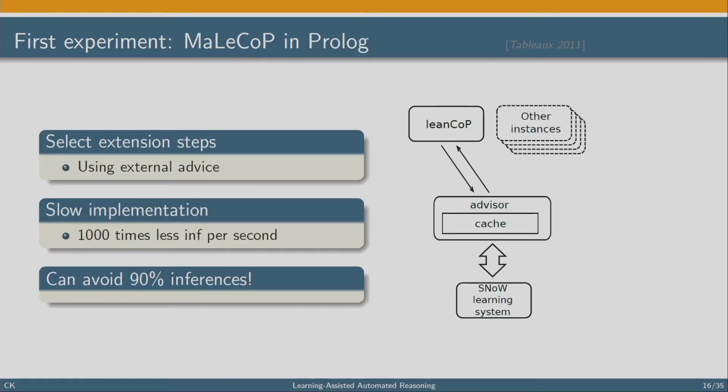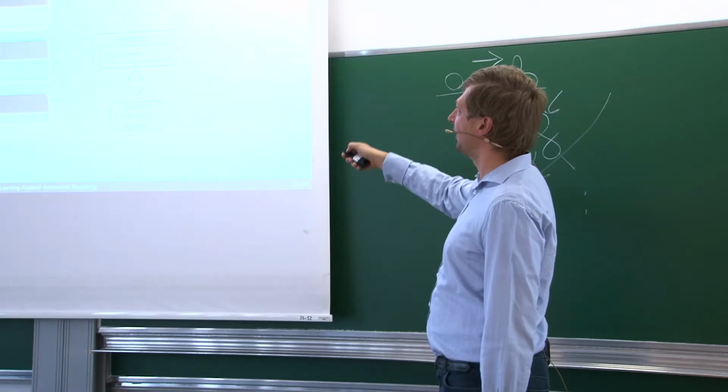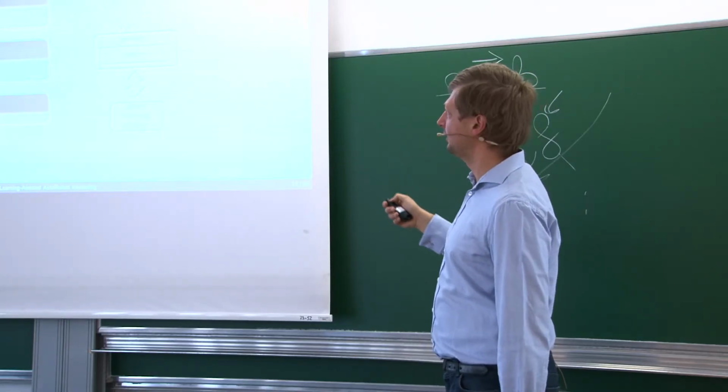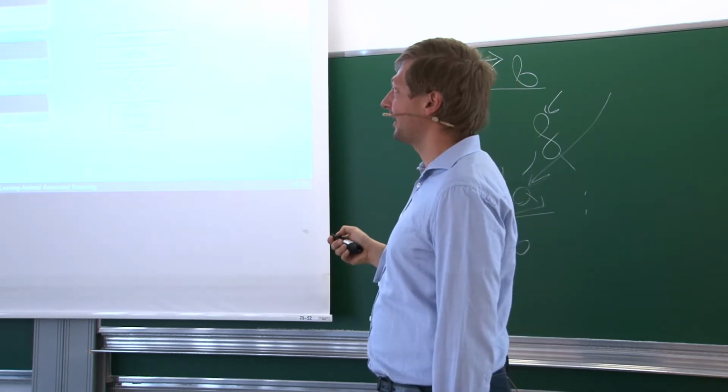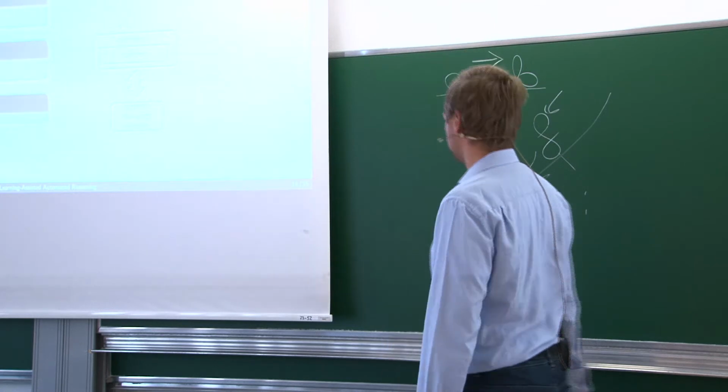Okay, so what are we going to do now about it? Well, let's try to do machine learning. I'm sorry, this color got a bit gray. So the first experiment was done by Josef Urban in Prague, connecting an external advice system, a sparse naive Bayes machine learning program, via some advisor to leanCoP, which would select the extension step using some external advice.